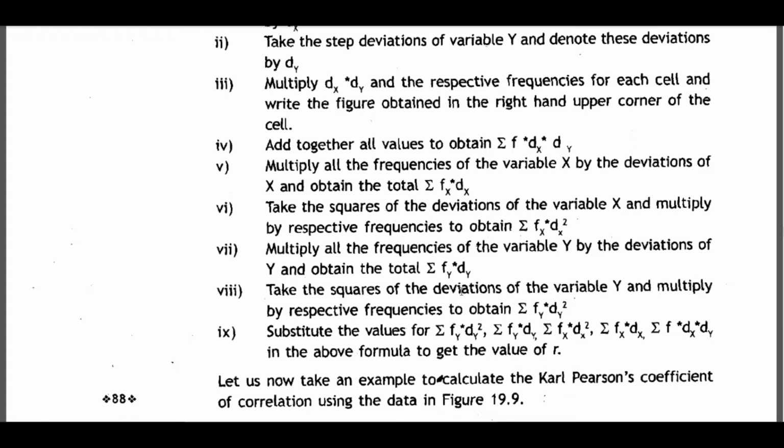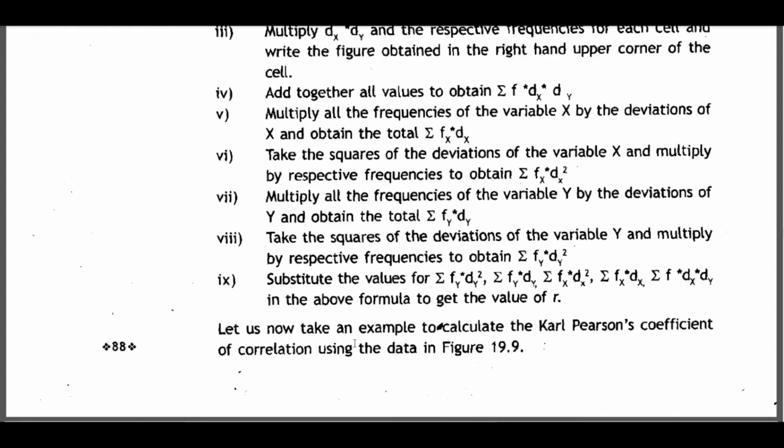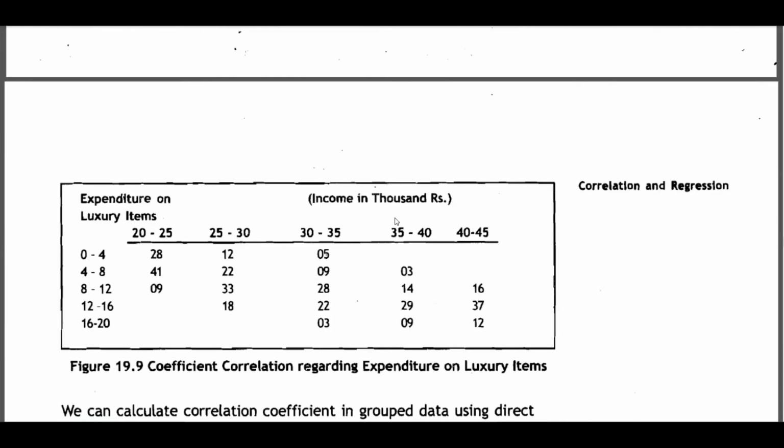Take the squares of the deviations of the variable y and multiply by the respective frequencies to obtain sigma f dy square. So same as in x, we are also obtaining the value for y. Then we have to substitute these values in the formula to get the value for r. Let us now take an example to calculate the Karl Pearson's coefficient of correlation using the data in figure 19.9. So these steps we are applying in this table.